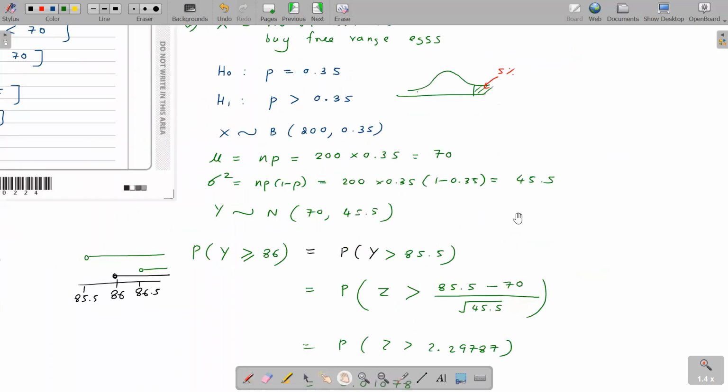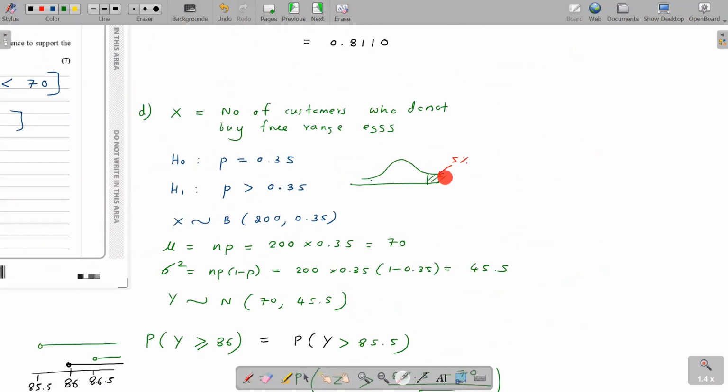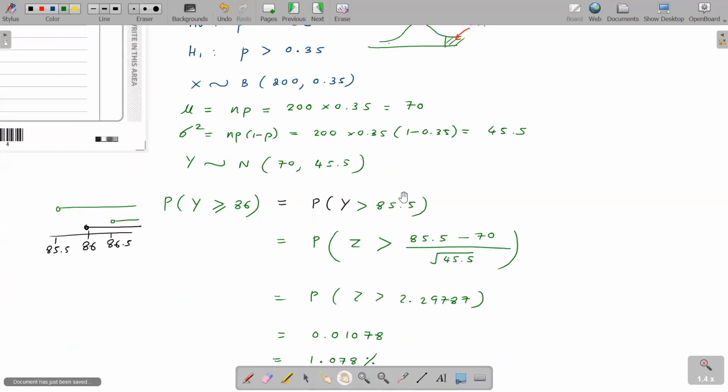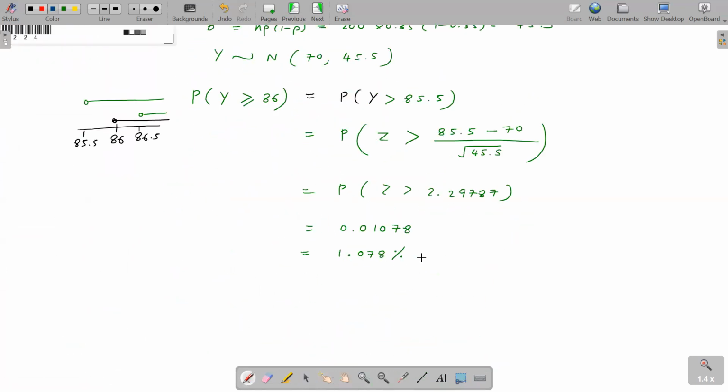And then what do you understand? Now, you know, your critical region is 5%. We have a 5% stake. And 1.078% is definitely falling what? Inside or outside this critical region? It is inside the critical region. So this is less than 5%. Thereby, what does it mean? It is in the critical region. So 86 is a value in the critical region. What does it mean? There is sufficient evidence, or there is evidence, you can just say, to reject H0.